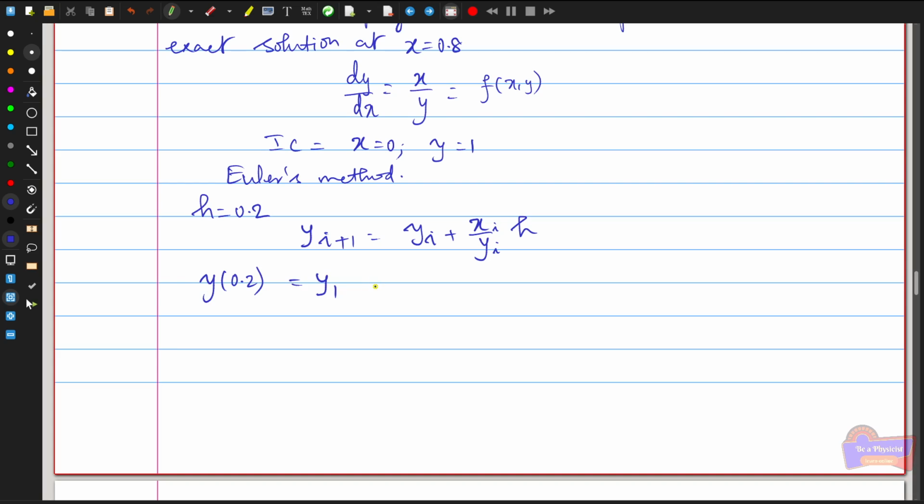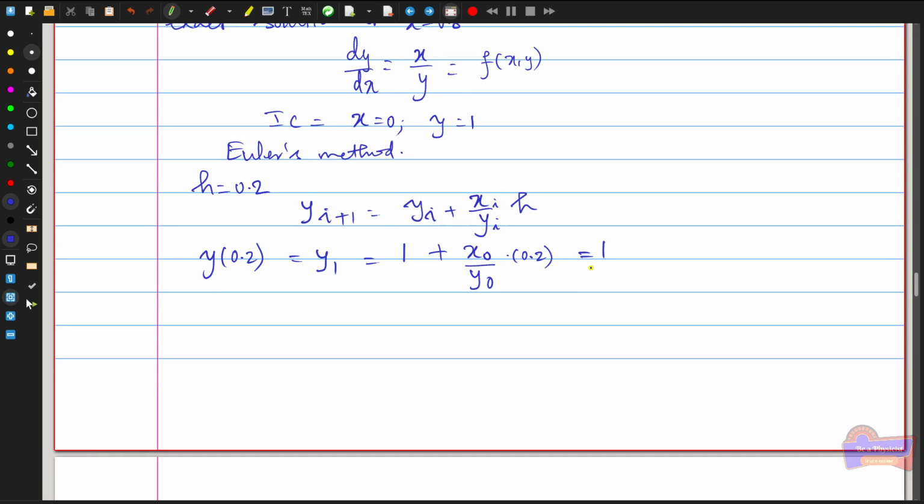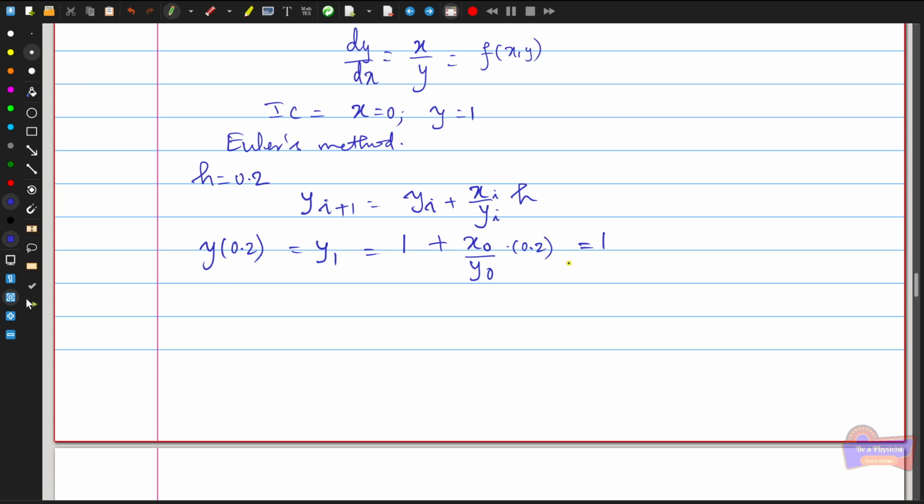So I can substitute this and find the value of y at 0.2, taken as y1, which is equal to y0, the initial value, plus x0 divided by y0 multiplied by the time step, which is 0.2. Substituting y0 equal to 1, x equal to 0 and y equal to 1, this term will be 0. So y1 is equal to 1, that is, the y0 value is 1. So that is the solution for y at 0.2.